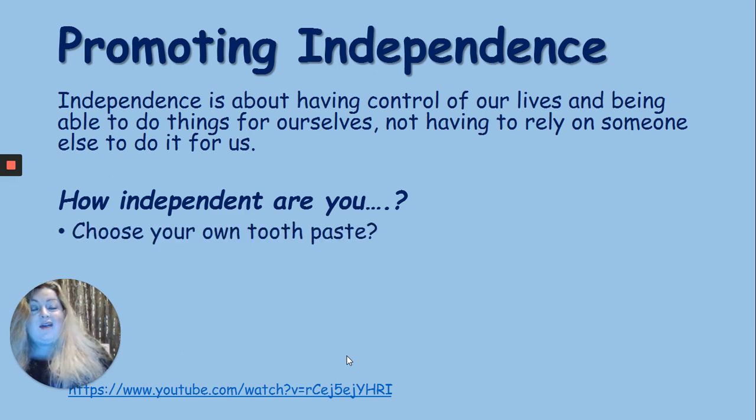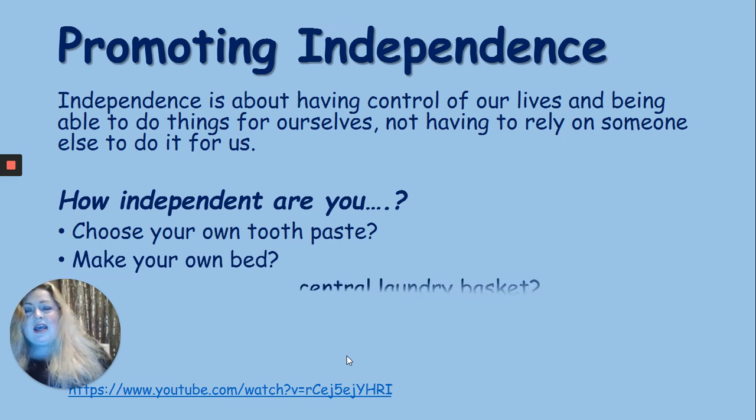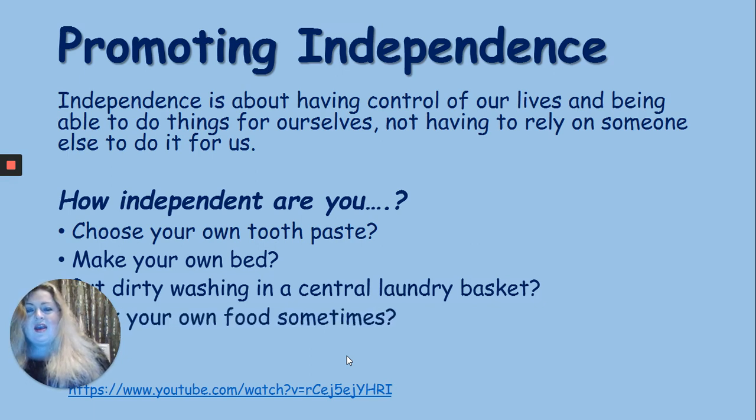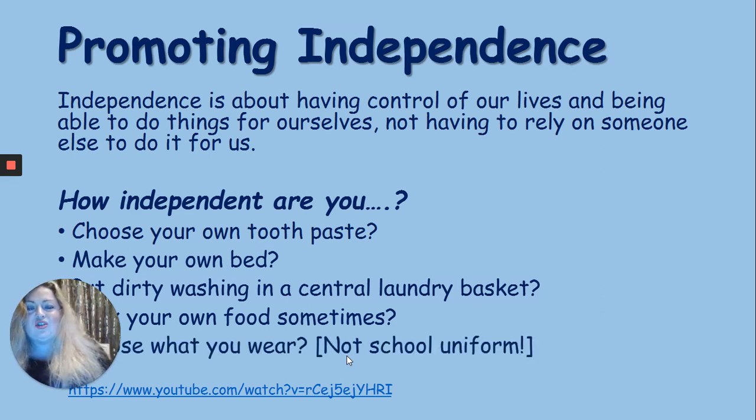So have a think about when you're getting ready in the morning. Have you chosen your own toothpaste? Hopefully you haven't had somebody else to squeeze it onto your brush for you. Have you made your own bed, or have you had that activity performed for you? Have you put all of your items of clothing in a central laundry basket, or has somebody come along to pick those up after you? Do you sometimes cook your own food and provide your own snacks or meals? All of these questions help to give you an idea about how independent you actually are as an individual.